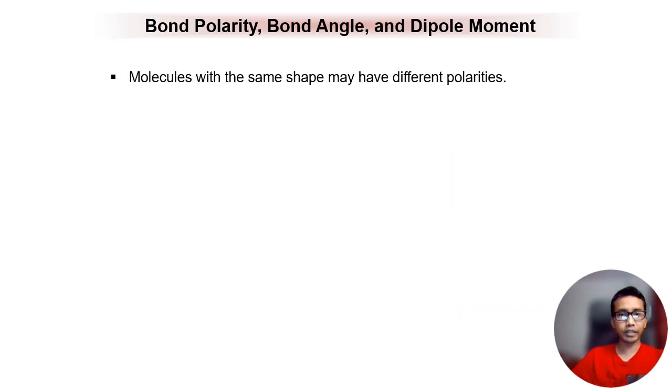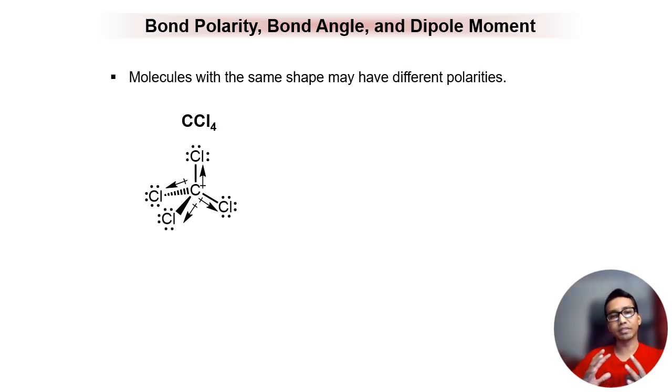So next, we're going to look at some more examples. Molecules with the same shape may have different polarities. And that is because if you have a central atom and all the side atoms are the same kind, then even if they are polar bonds, those bond polarities will cancel each other out. But if you just replace one of those side atoms with a different atom, then we will see that the molecule suddenly becomes polar.